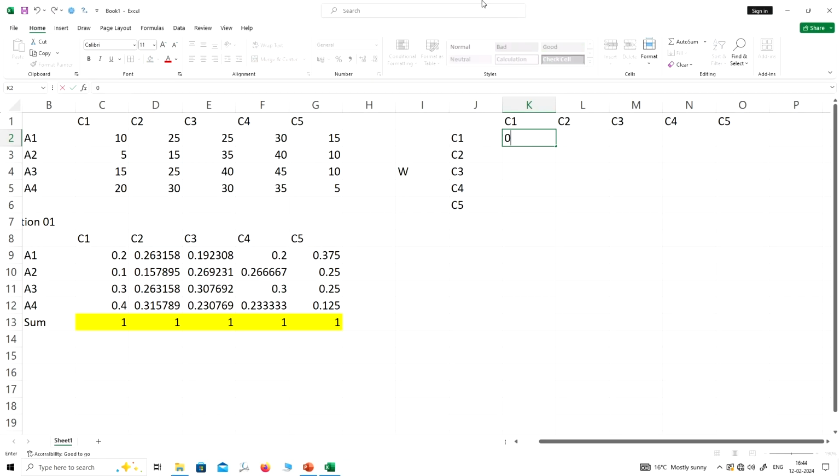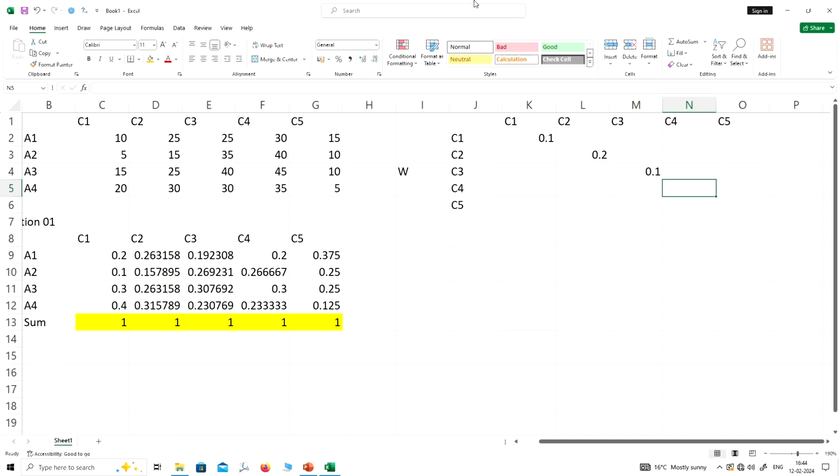Consider I am putting weights as 10% for criteria 1, 20% for criteria 2, 10% for criteria 3. So, 0.1, 0.2 which is 0.3, 0.3 plus 0.1 is 0.4, this is 0.3 for C4. So, 0.3, 0.4, 0.5, 0.6, 0.7, and the last one will also be 0.3.